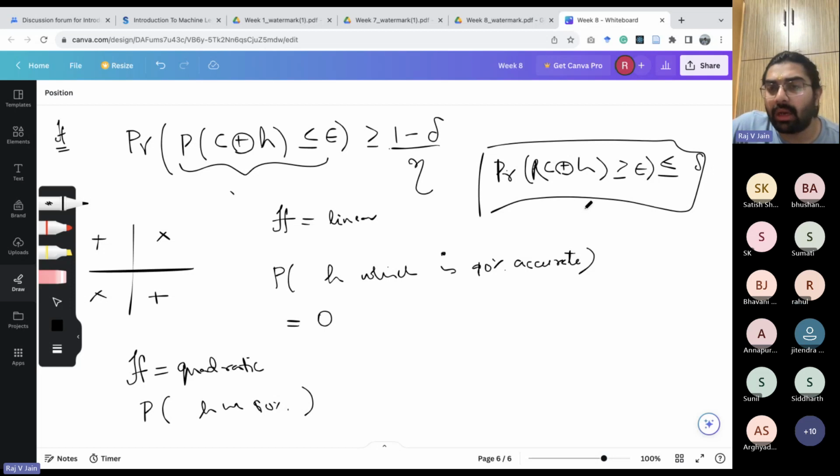Go ahead. I guess Bhavani, you had a question. I was about to share that same thought, sir. Why are they mentioning delta? Because delta is that confidence. So it is low, that low error number, whereas 1 minus delta will be the accuracy. Accuracy will always be high. That is why they had delta as the small error.